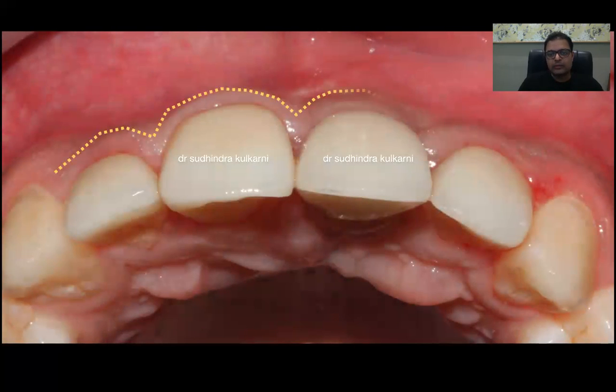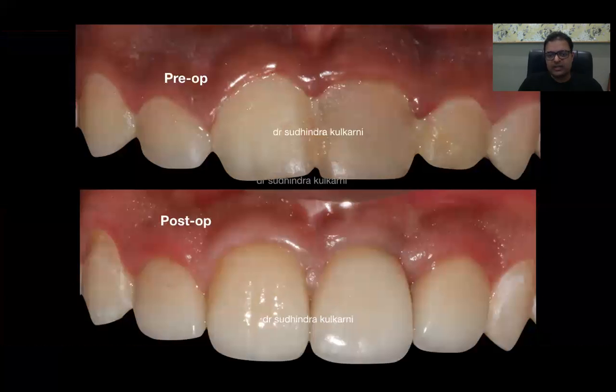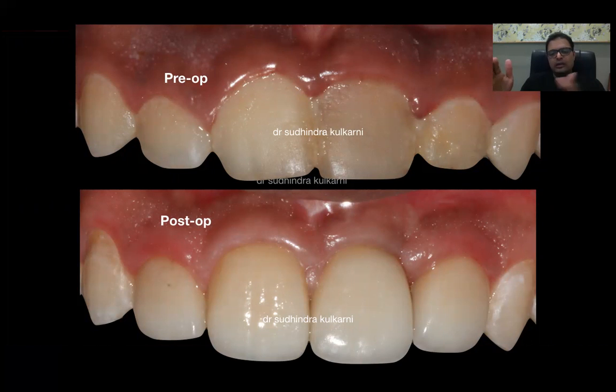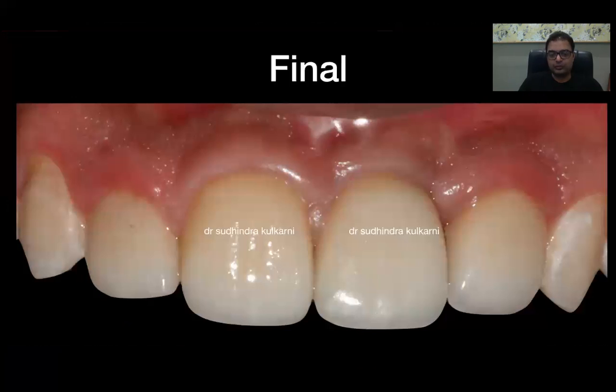Now, by the time the patient was ready for restoration and finished up, we ended up in a situation like this. The tissue contours on the implant crown as well as the natural teeth restorations, on which we did veneers, look absolutely identical and beautiful. And that's how it looks by the time we restored up. This is nearly at the end of 1.5 years of follow-up.